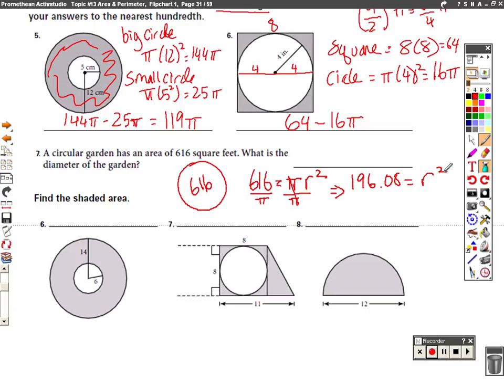To get this r by itself, I'm going to have to do the opposite of squaring, which is the square root. And that means I'm going to take the square root of this 196.08. So the square root of that number gives me that r is 14.0. So 14. And if I go ahead and want to find the diameter, we said before that the diameter was 2 times r. So in our case, that's 2 times 14, or 28 feet.